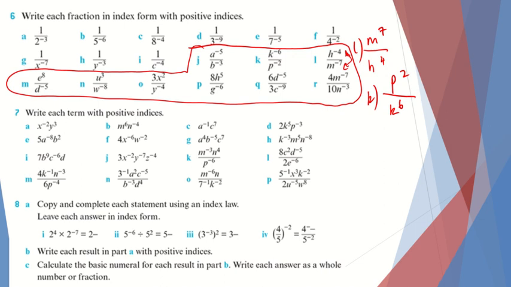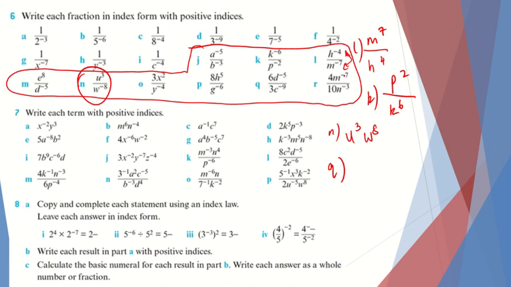Let's look at some harder questions like n. Okay, so now, again, bottom of the fraction, negative index, that's going to get pushed to the top. So now it's actually not even a fraction. U to the power of 3 and W to the power of 8. N, O looks pretty straightforward. Q is quite a difficult one.